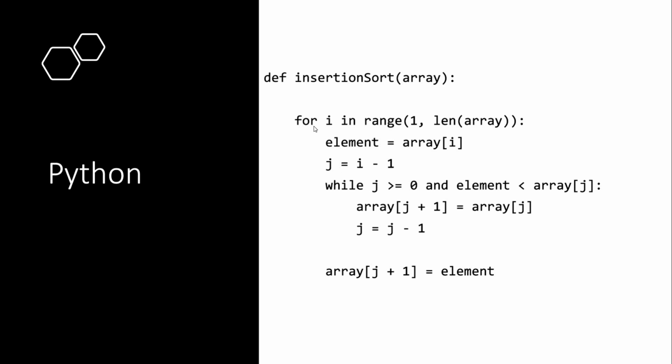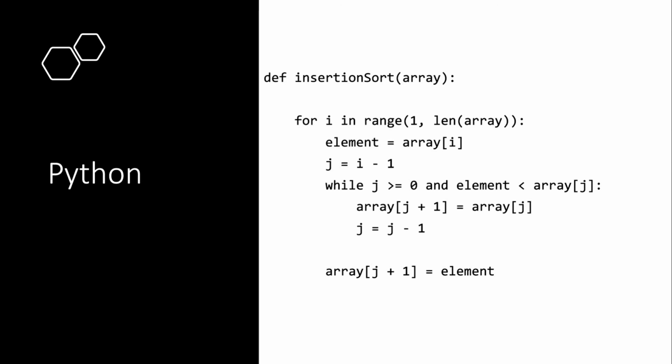And similarly in Python as well, we have a for loop and a while loop, and we iterate over the element from 1 to the length of the array, and then j equals i minus 1 because we are comparing the previous elements. And in while j is greater than or equal to 0 and element is less than array of j, we are making sure that we don't run into negative indexes, and we are making sure that element is always less than array of j. When element becomes greater than array of j, we break, and then we come out, and have array of j plus 1 equal to element.